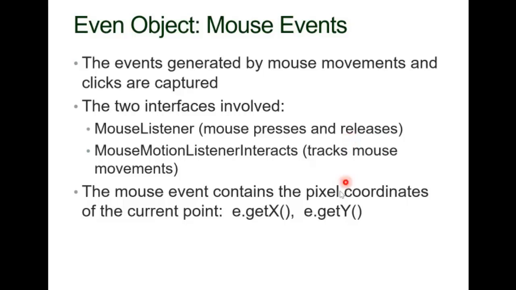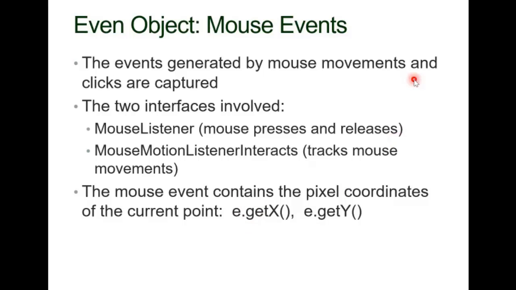Look here, I move the mouse, so it will track the mouse movement, to which location the mouse goes, or maybe you want to draw lines, then based on that, press the mouse button to draw the line. The mouse event contains the pixel coordinates of the current position.